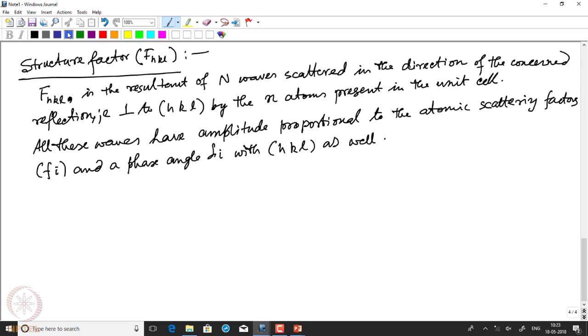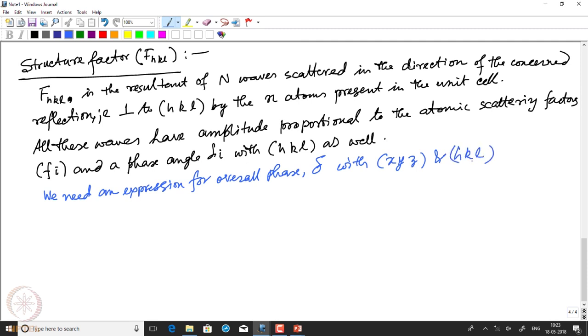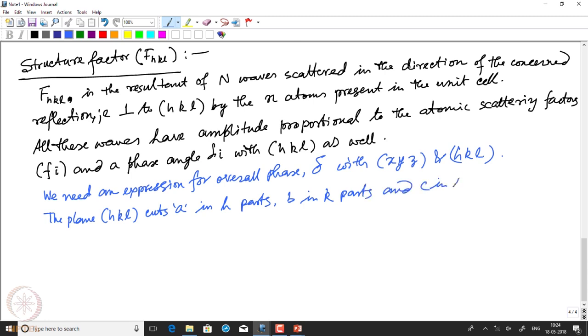So what we need is an expression for the overall phase delta with x, y, z and h, k and l. So what we know is that the plane HKL cuts a in h parts, b in k parts, and c in l parts.